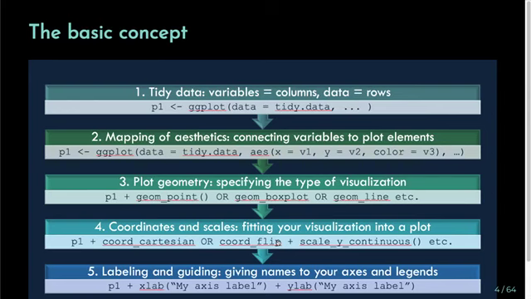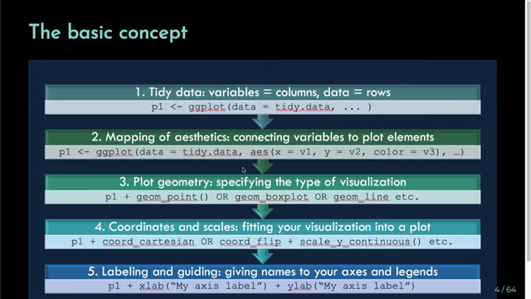So to dig into that a little bit, the basic concept is such that we start with tidy data, and tidy data always means that our variables are columns and our actual data are rows. And we feed the ggplot function the data first. So in our case here, that would be tidy data. Then we map aesthetics onto that plot, and we do that using the aes function right here. And in the aes, we have to specify the x-axis, which is our v1 in this case, and the y-axis, which is our v2.